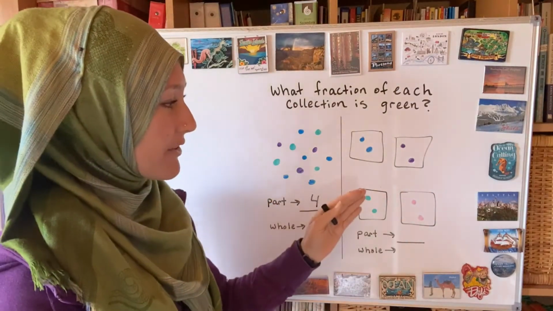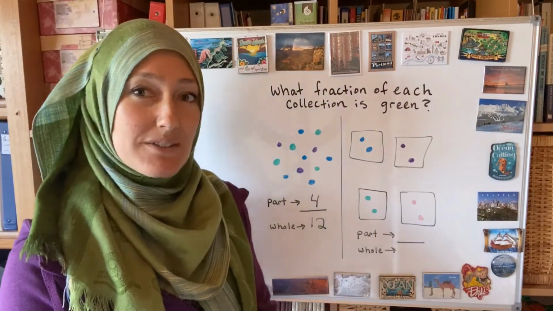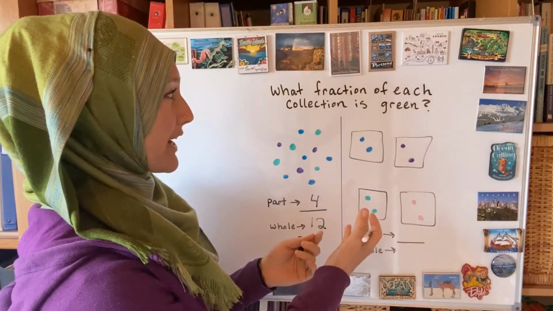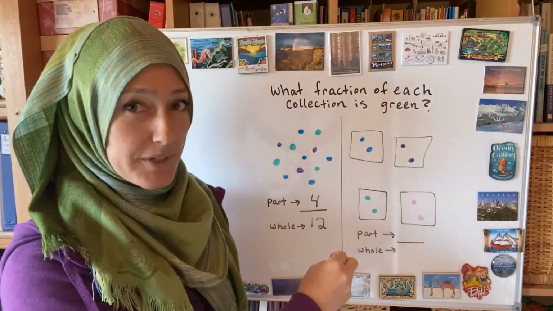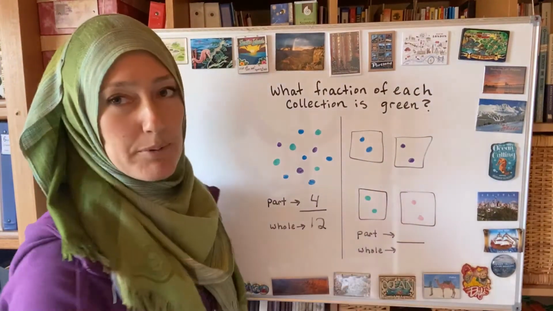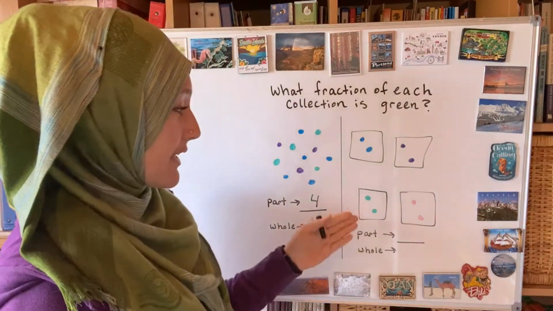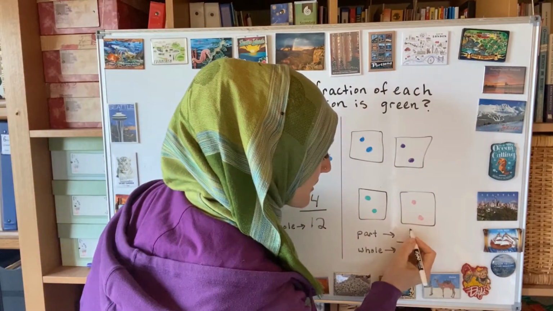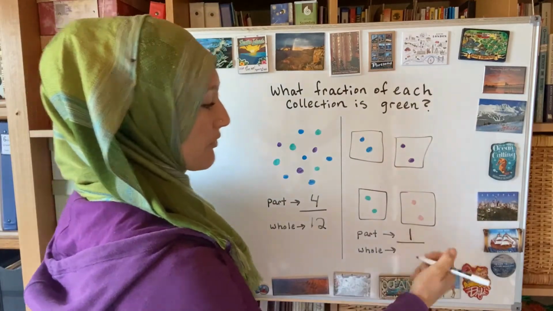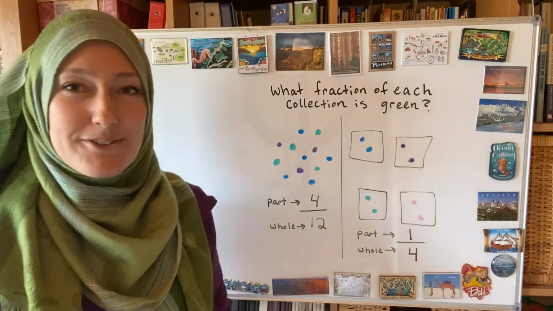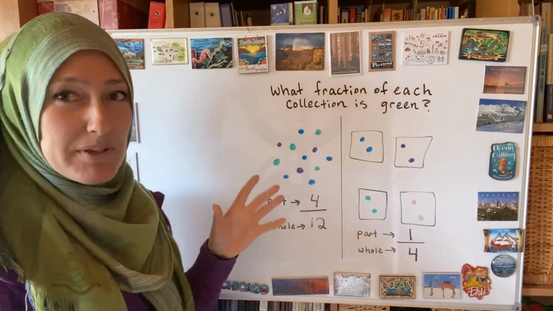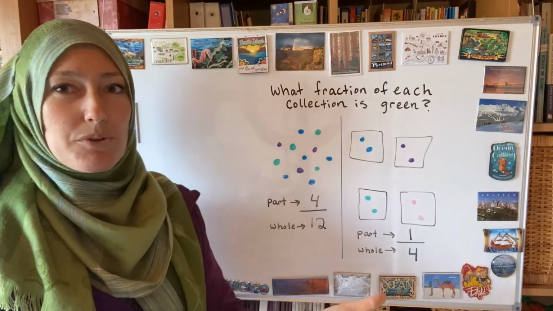When they're all together and already grouped, you can still do the same thing. If I want to know the fraction that are green, I could say one box is green out of how many boxes there are. So I could say one box, or one part, out of 4. So that's the first part of the lesson, just naming the parts compared to the whole amount.